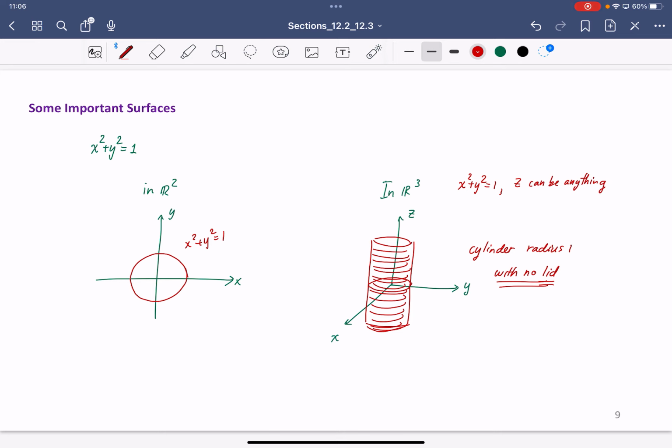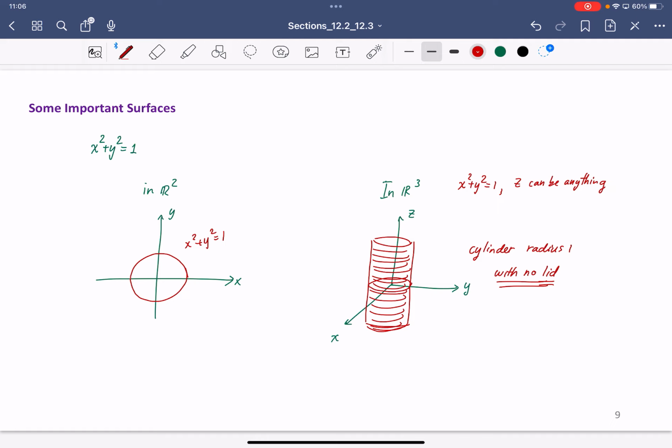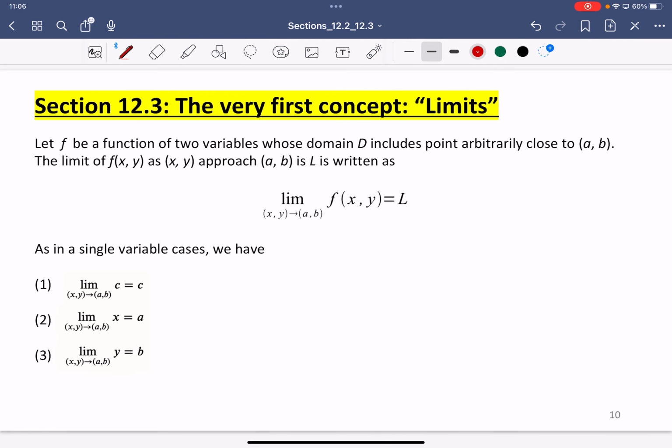Because of the complicated things about R3, you're going to see in a minute that limits and continuity are actually complicated as well because of that. Alright, so we're going to take a look at the first concept, limits. We should go to the technique of how to compute limits today.